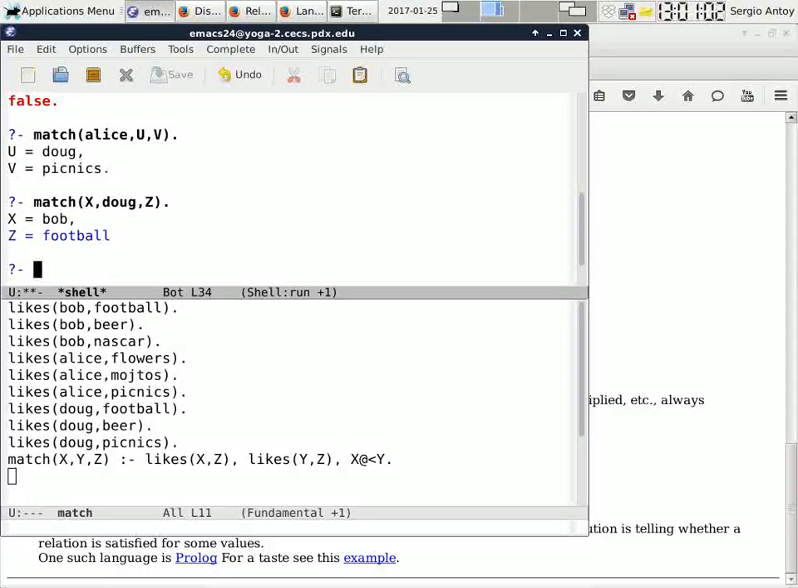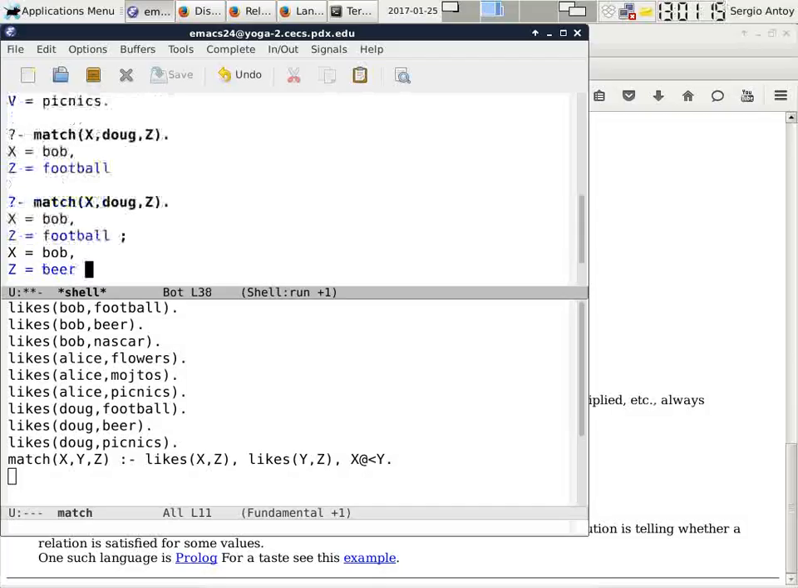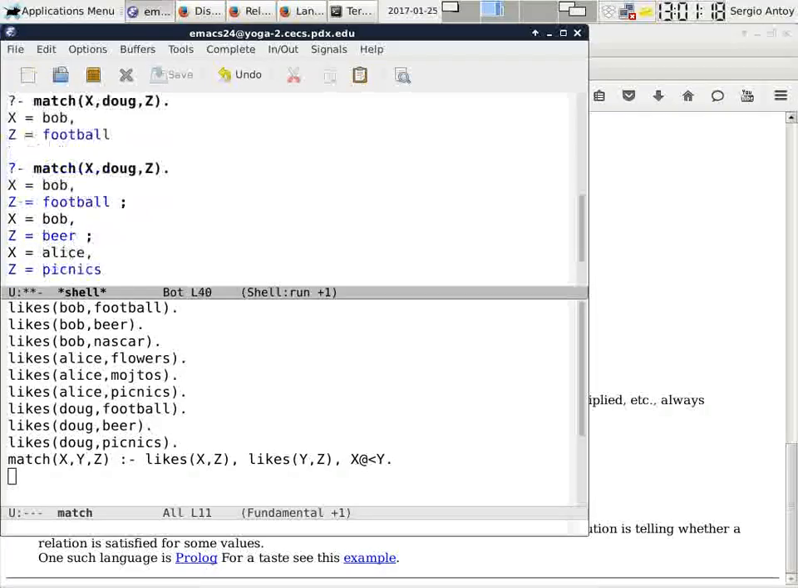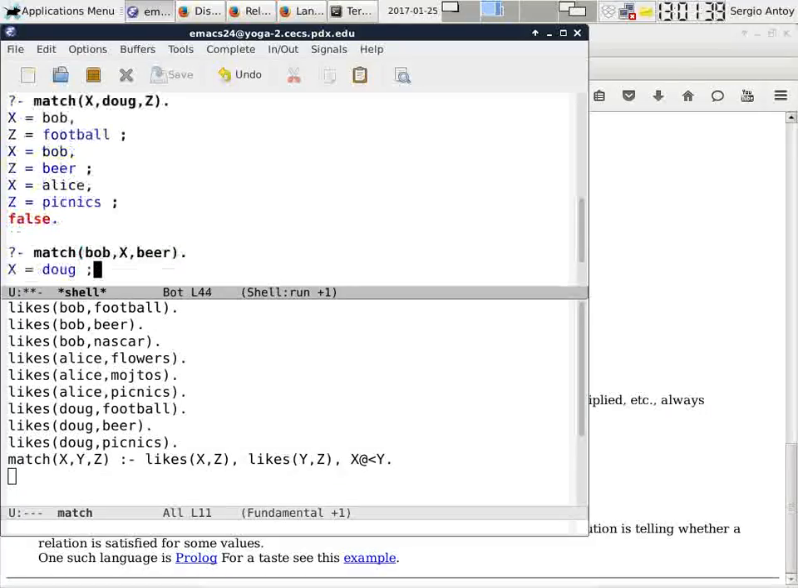And it should have found... oh, I didn't put the semicolon. Thank you. Oh, you know everything about this language. All right. So now I put the semicolon and give me the beer. And now, oh, also the picnic. Yes. I could say I want to find a beer buddy for Bob. So I say Bob, X, and beer, and we'll find Doug and no one else.